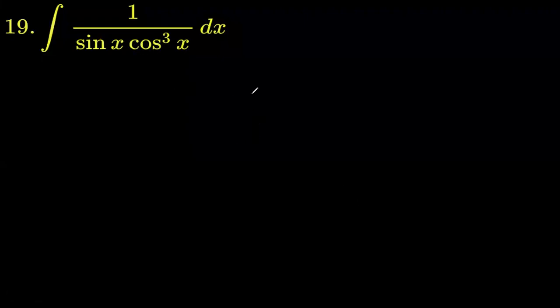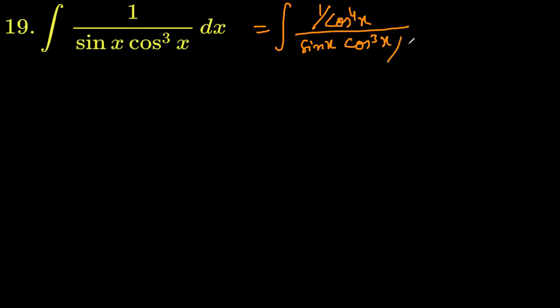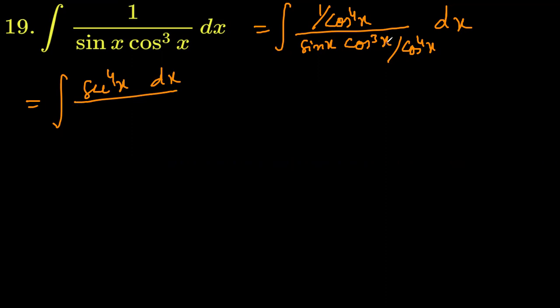Let's check what happens if we divide by cos to the power 4. Our integral will look like 1 divided by cos to the power 4x, and then we have sin x and cos cube x divided by cos to the power 4x. Our numerator is now the integration of sec to the power 4x dx. However, the denominator would look like tan x, because you see cos cube and cos to the power 4x, only one cos x is left. Sin x by cos x is left, that is tan x.